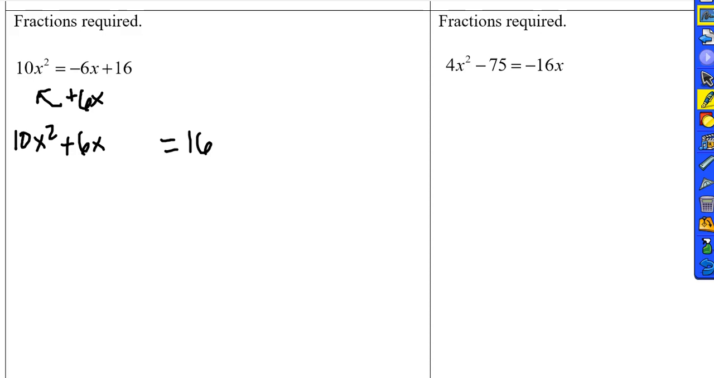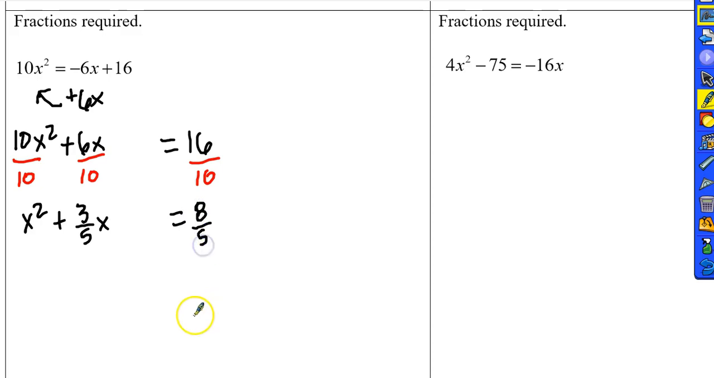Okay, and then I've got it in the right format, so what do I have to do? Divide by 10. I have to get the a gone. Bye, 10. So x squared plus, simplifying your b, 3/5 x, so that's your b, there's your x, equals 8/5. And you can see frustration occurring, yes?